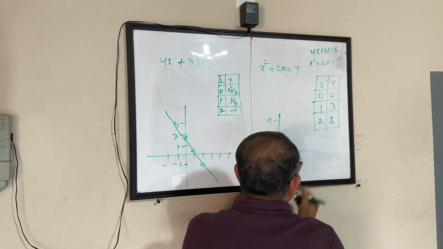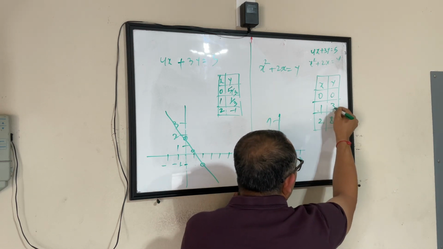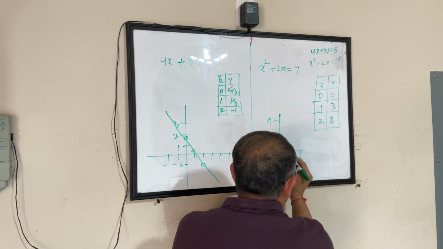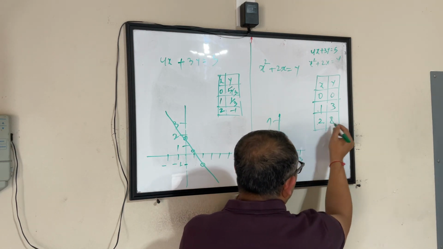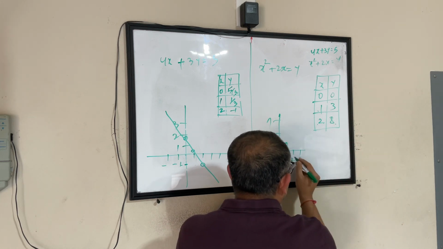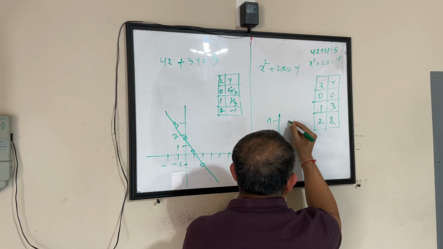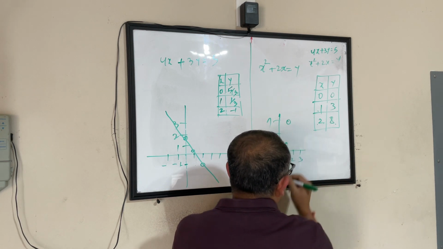When x is 0, y is 0. So this is my one point. When x is 1, y is 3. Okay? When x is 2, y is 8. Now, this doesn't seem to be looking like a line.